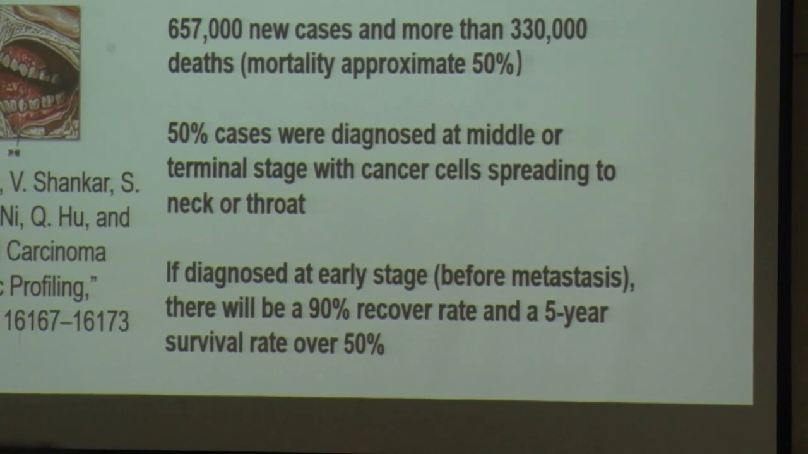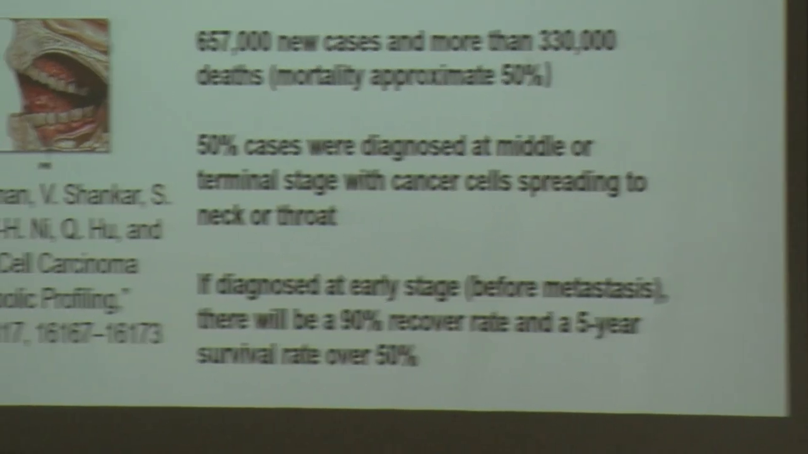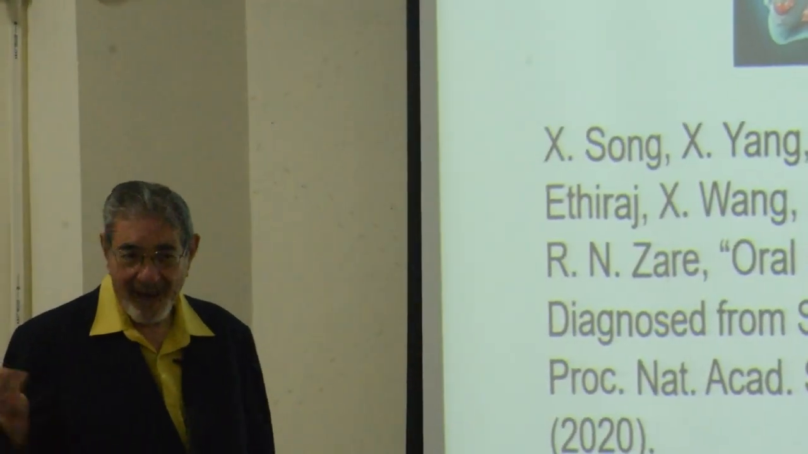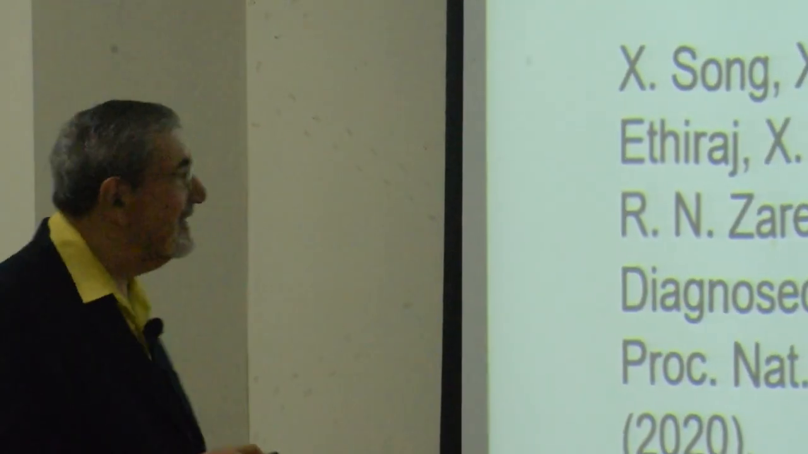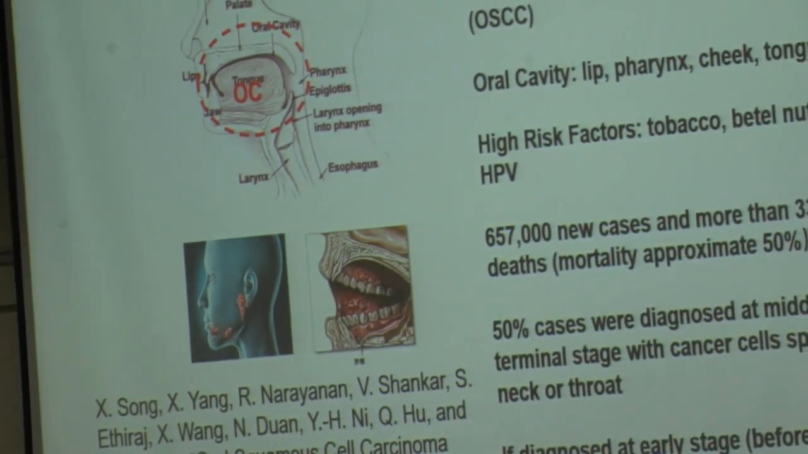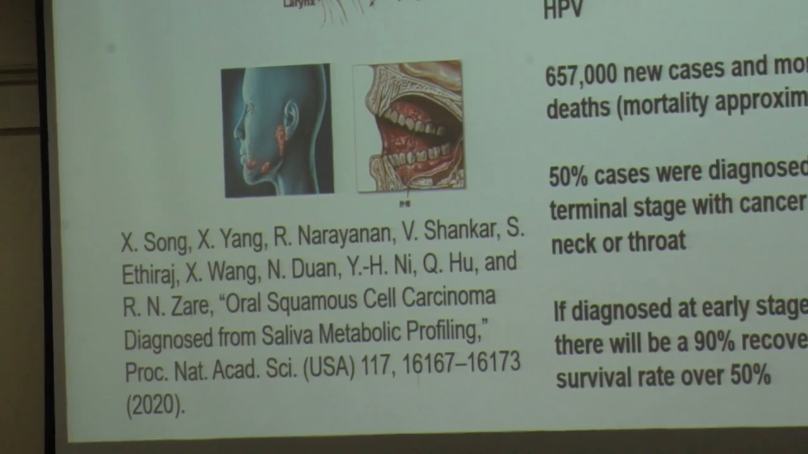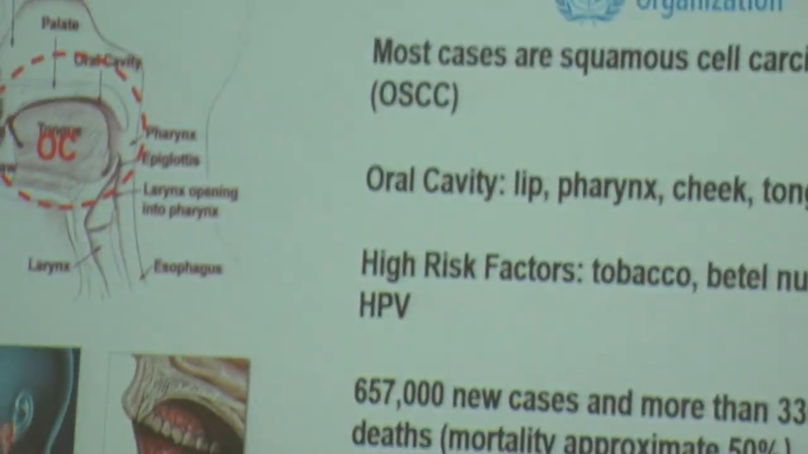Awful, okay? But if diagnosed at an early stage, before metastasis, before it spreads, there will be a 90% recovery rate and a 5-year survival rate of over 50%. So you really want to check for this, if you can. Not now, at the moment, nobody's doing anything about it. I'm serious. That's how it is. And now this is work that's been published now in 2020. So I'm giving you very recent work. It's not that old. And I'm going to show you how this works.